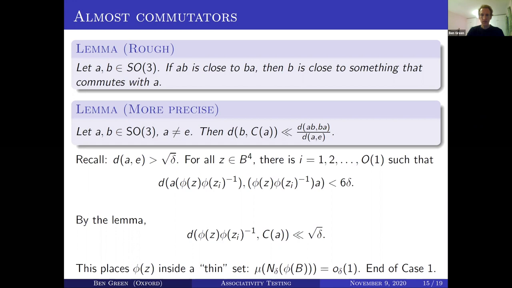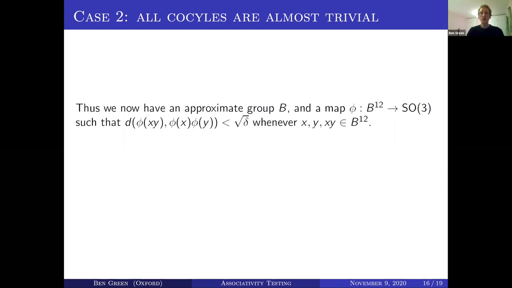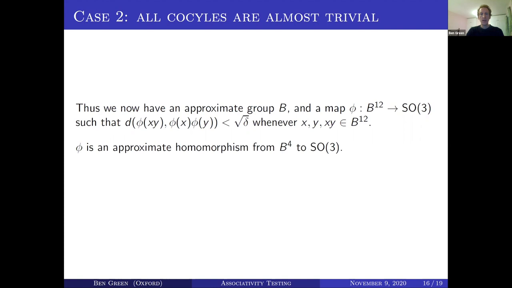So that's the end of case one. So let's recall what case two was. So now all of these co-cycles are small. So what we have is the following situation. We have an approximate group B, and we have a map phi from B, or in fact from B to the 12, to SO3, which really does look like an almost homomorphism. So for all x and y, wherever this is defined, the distance from phi of xy to phi of x times phi of y is less than square root delta. So it really does feel like an approximate homomorphism from B to SO3.